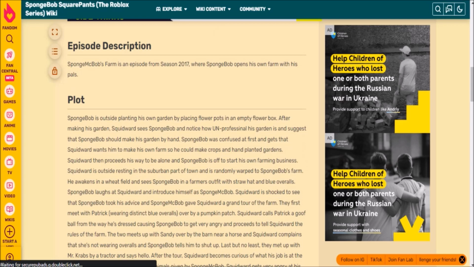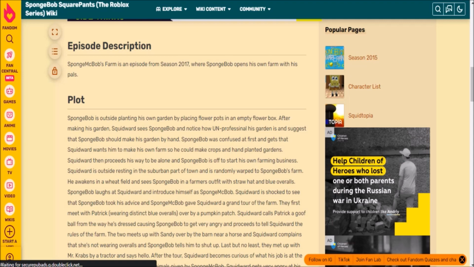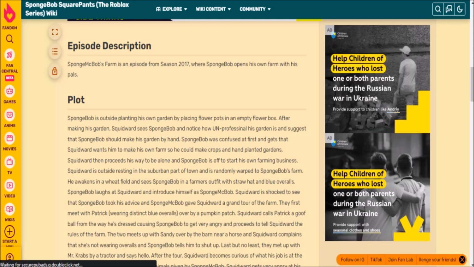After making his garden, Squidward sees SpongeBob and notices how unprofessional his garden is, and suggests that SpongeBob should make his own garden by hand. SpongeBob is confused at first and then gets that Squidward wants him to make his own farm so he could grow crops in hand-planted gardens. Squidward then goes on his way to be alone, and SpongeBob is off to start his own farming business.